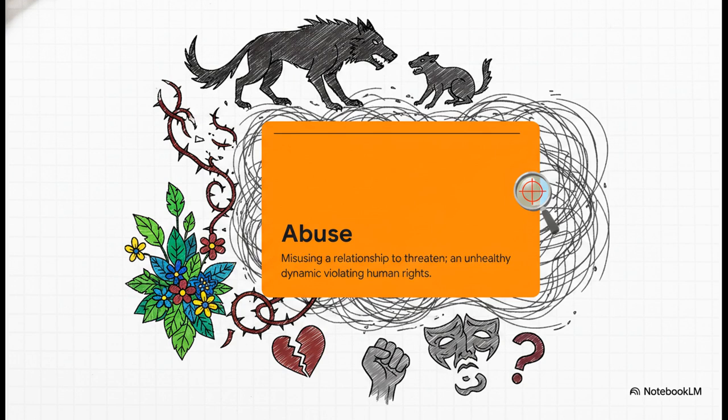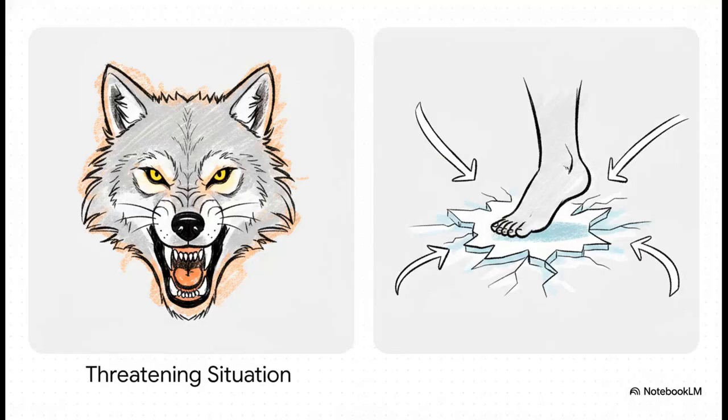And this can take a few different shapes: physical, emotional, or sexual forms, or sometimes a really toxic combination of them all. Basically, it's the exact opposite of a healthy, thriving ecosystem. Now, you really need to know the difference between 2 types of environmental hazards here. First, a threatening situation. This is like staring down an active predator. There is a clear, immediate threat of abuse happening right now.